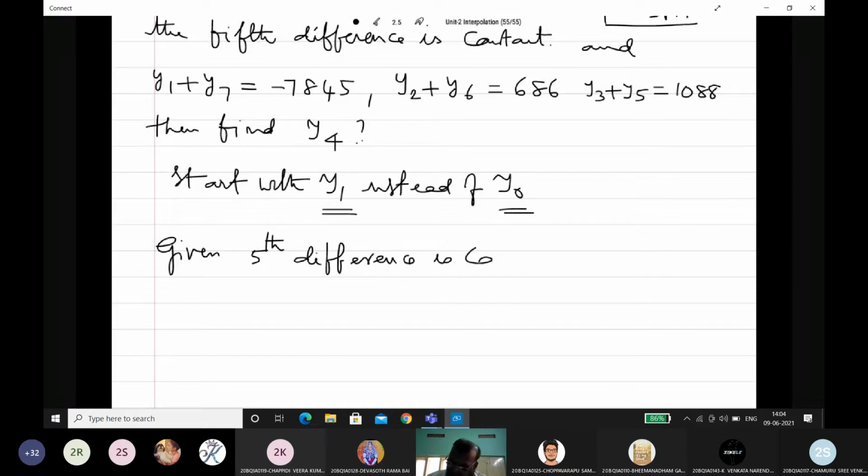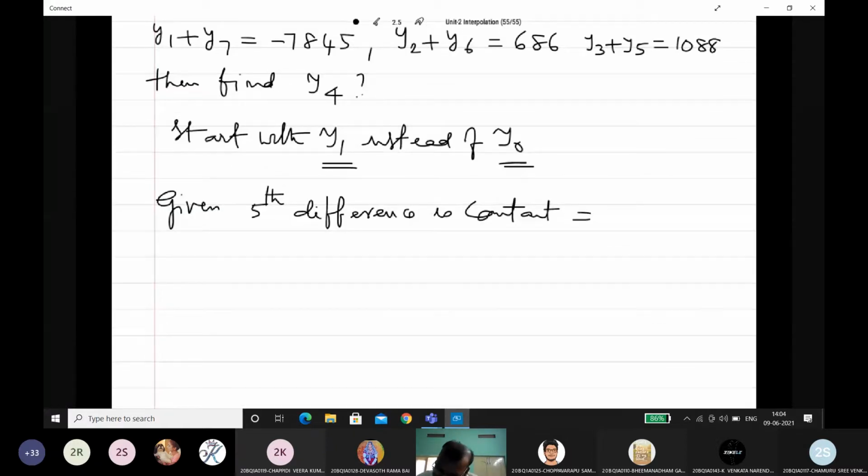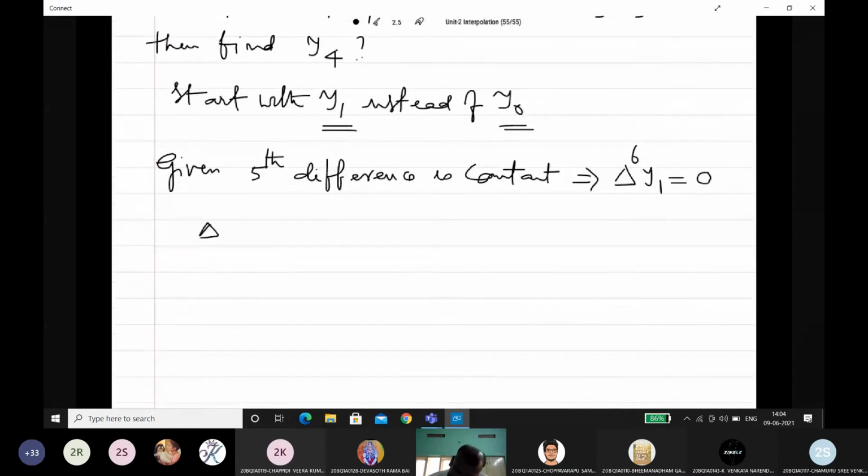The fifth difference is some constant value. If we take the difference a sixth time, then the derivative is equal to 0. That means delta power 6 y1 is equal to 0. Now, using this formula, we can find the y4 value. This is very simple.